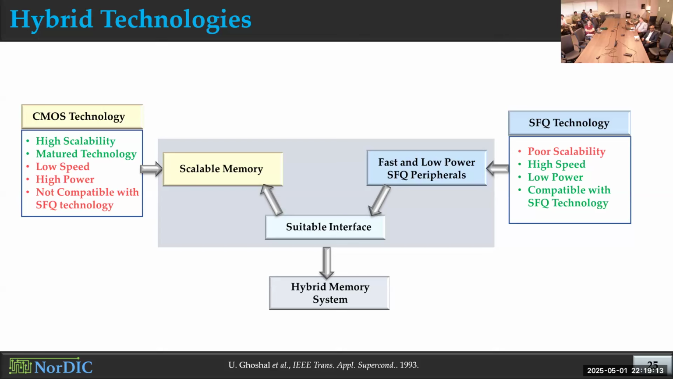And then to combine the advantages of the superconducting and non-superconducting technologies, people also try to design hybrid systems, mostly explored for memory applications, where they use CMOS memories for storing the data to get high scalability and high storage capacity. And they used Josephson junction-based superconducting circuits to design the access and peripheral circuitry to access these memory cells so that we can get high speed and high energy efficiency from those superconducting circuits.